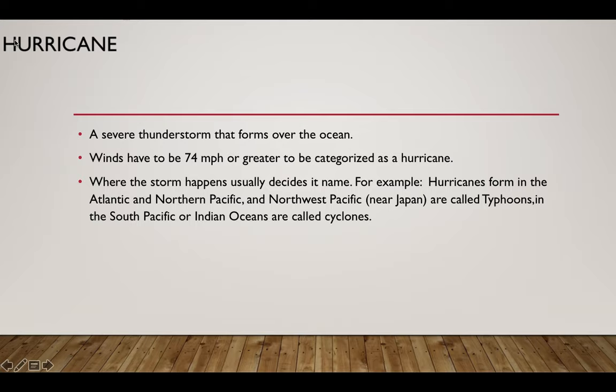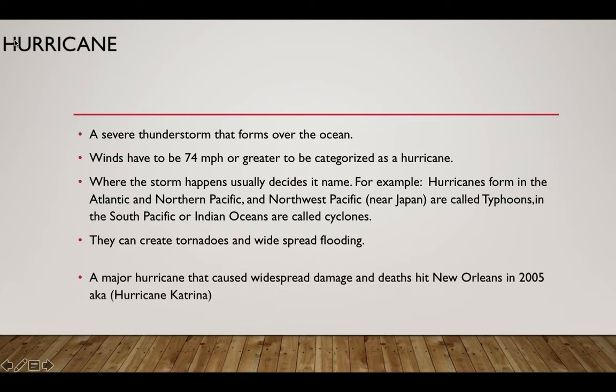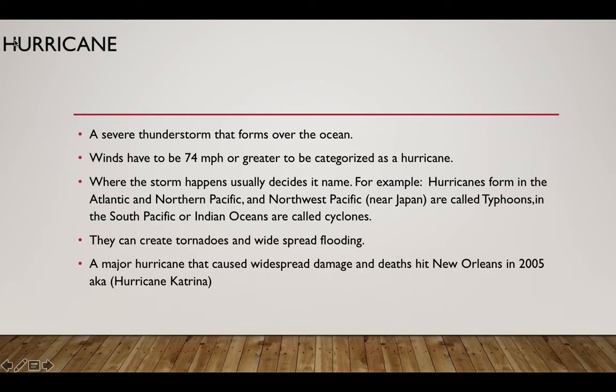For example, hurricanes form in the Atlantic and Northern Pacific, and those in the Northwest Pacific near Japan are called typhoons. In the South Pacific or Indian Oceans they are called cyclones. They can create tornadoes and widespread flooding. A major hurricane that caused widespread damage and deaths hit New Orleans in 2005, also known as Hurricane Katrina.